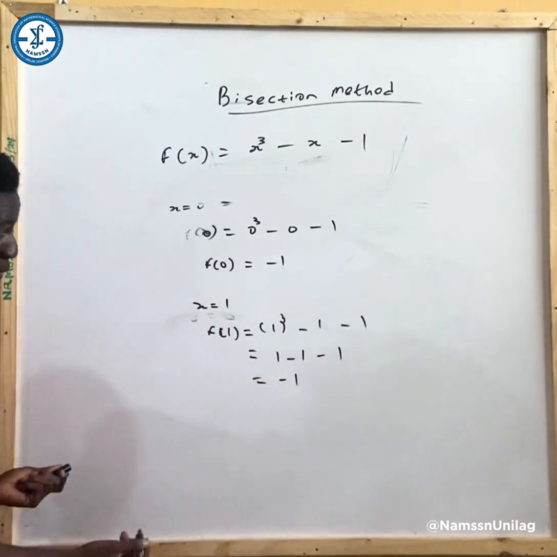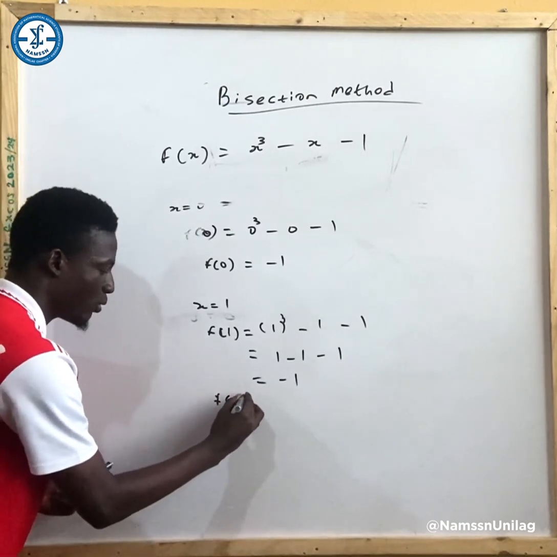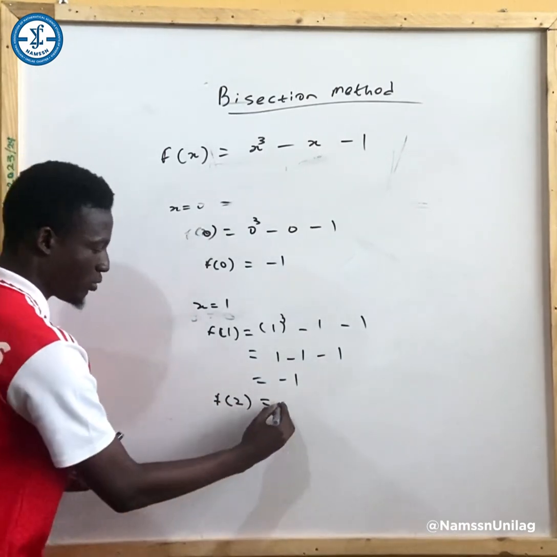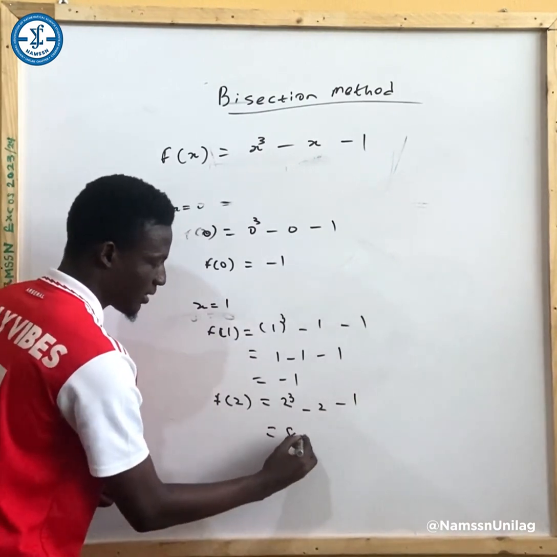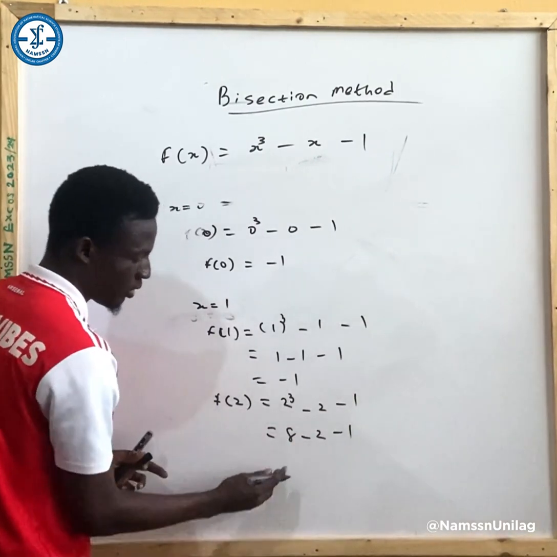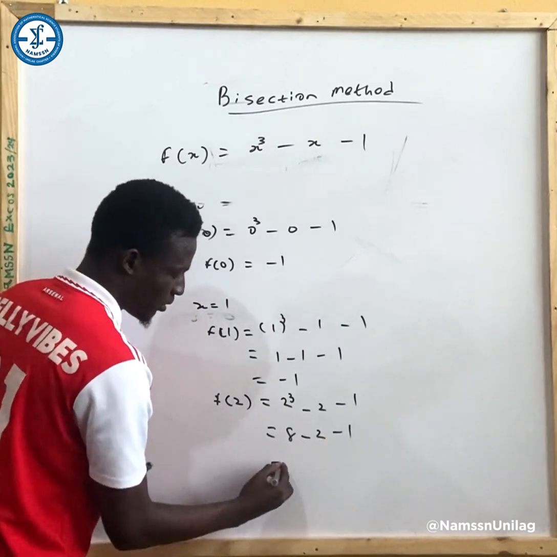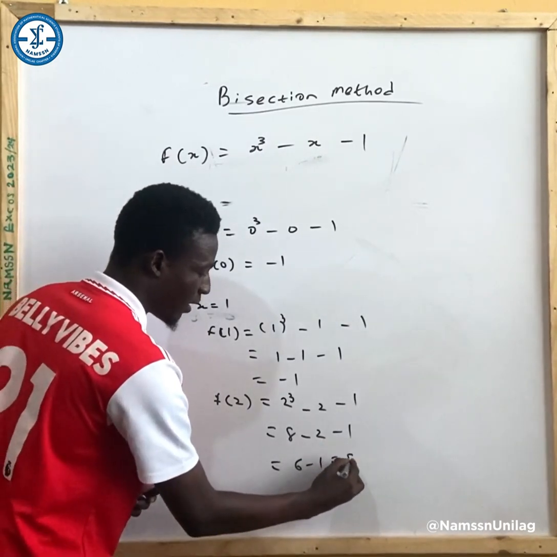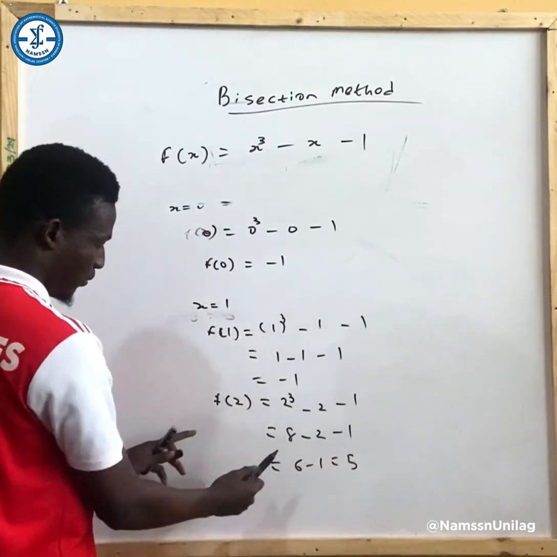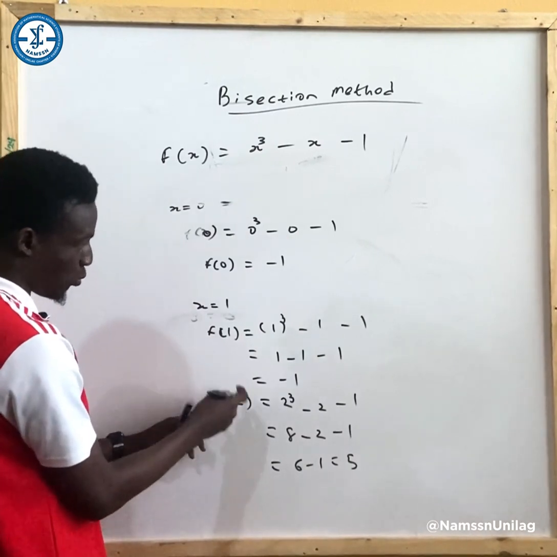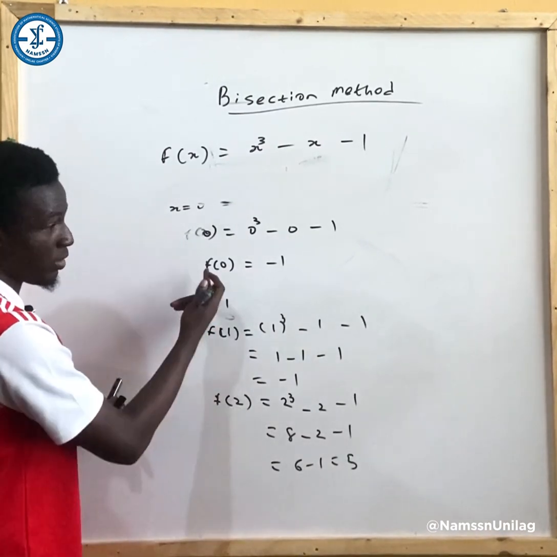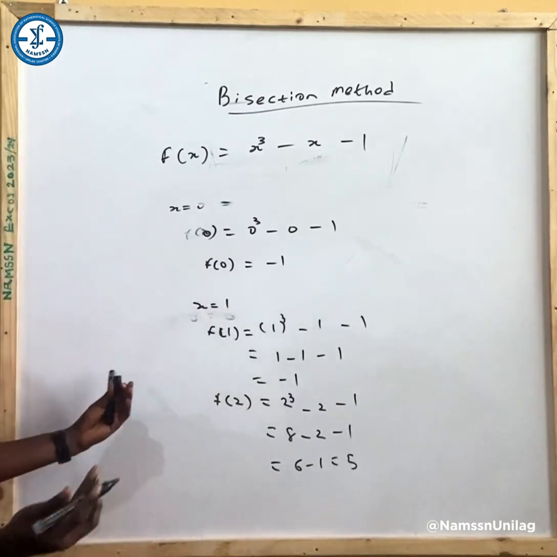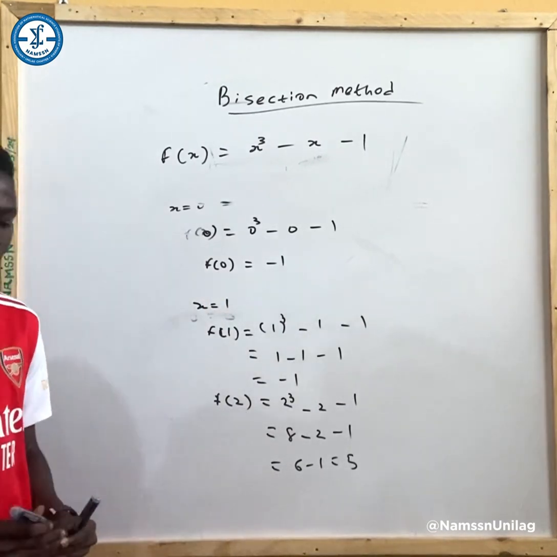So let me try for 2. f of 2 becomes 2 cubed minus 2 minus 1, that's 8 minus 2 minus 1. 8 minus 2 is 6, minus 1 is 5. So now I have an interval from 1 to 2. You can say 0 to 2, but you know that the longer your interval, the farther apart the ends are, the more iterations you need.